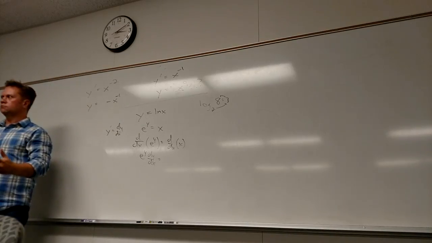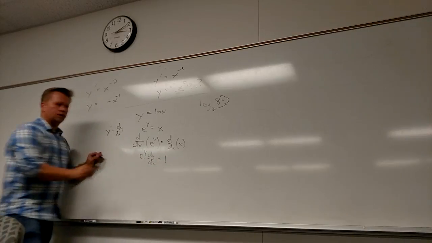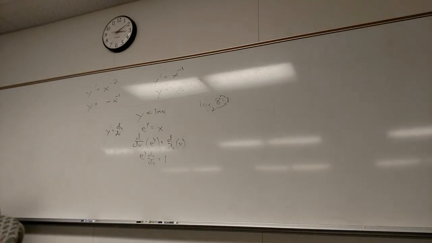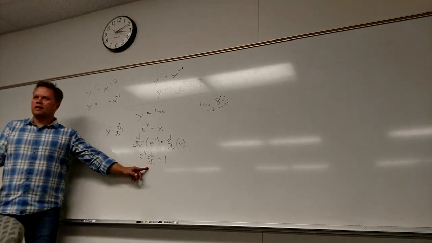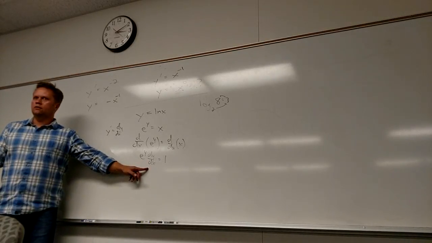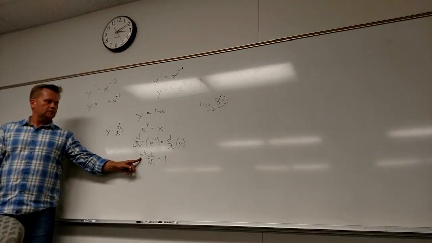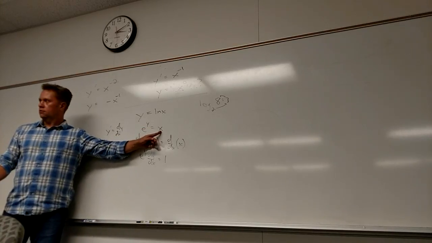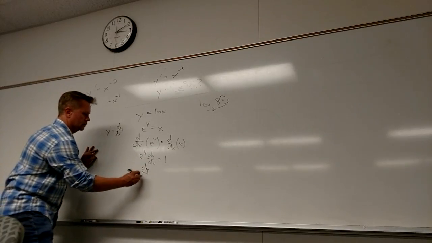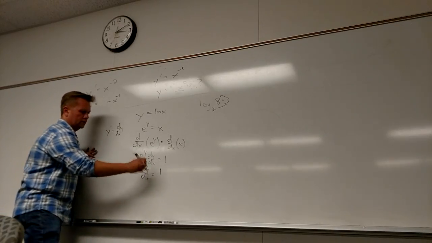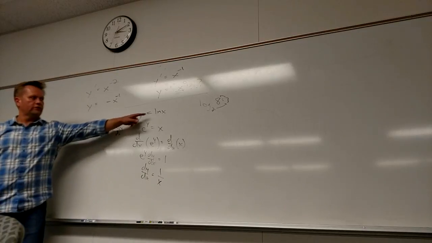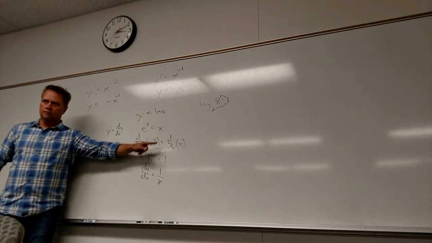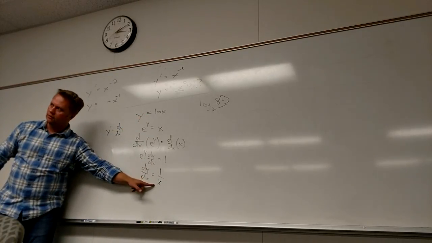It's awesome. I know some of you guys are like, okay, he's playing around. This is great. I've almost got dy dx. I just have to do what? Divide by this. But what was e to the y? x. So dy dx equals 1 over this, which is x. So the derivative of ln x is 1 over x.